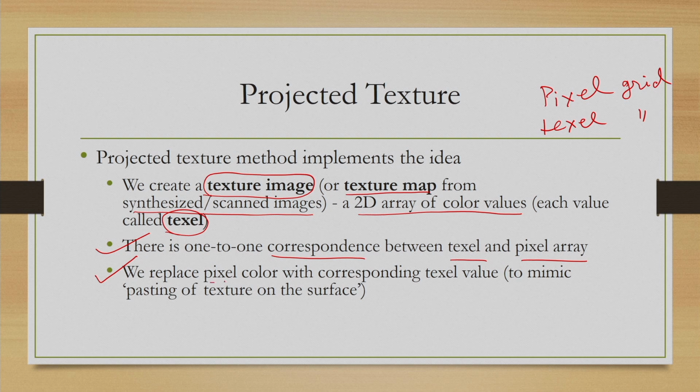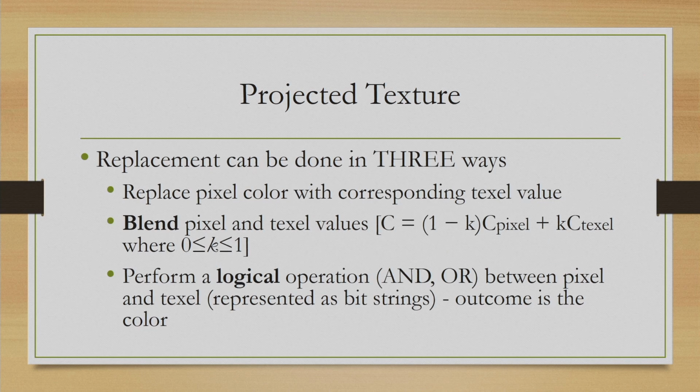We replace the pixel color with the corresponding texel value to mimic the idea that we are pasting the texture on the surface. So, the first stage is creating the texel grid, which is the creation of the texture pattern. Then we are pasting by replacing the pixel values with the corresponding texel values, where there is a 1-to-1 correspondence between the pixel and texel grid elements. Now, this pasting or replacement can be done in different ways. Broadly 3 ways are there.